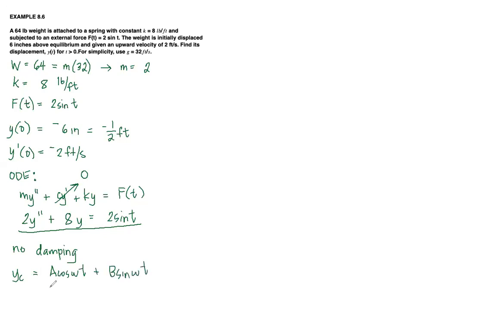t plus b sine omega t. And then basically, it will just call for the calculation of the natural frequency, which is square root of k over m. So square root of 4 is 2. So our solution to the homogeneous case, assuming free oscillation, with no contribution yet from the forcing function, which is why it is yc, is a cosine 2t plus b sine 2t.